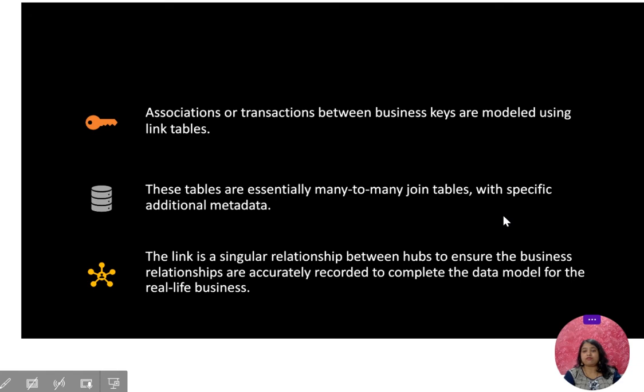So this type of many-to-many relationship can be handled using the hubs, and we can have additional metadata which gives the data about the data. So the link is a singular relationship between hubs to ensure the business relationships are correctly recorded to complete the data model for real life business applications. If we see any real life application, it basically has hubs and then it has the links.